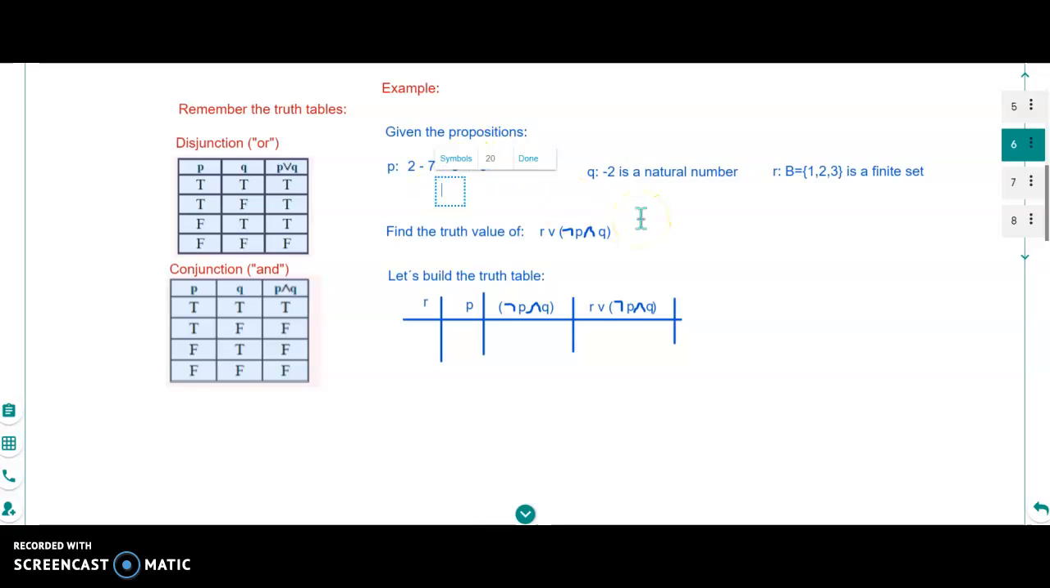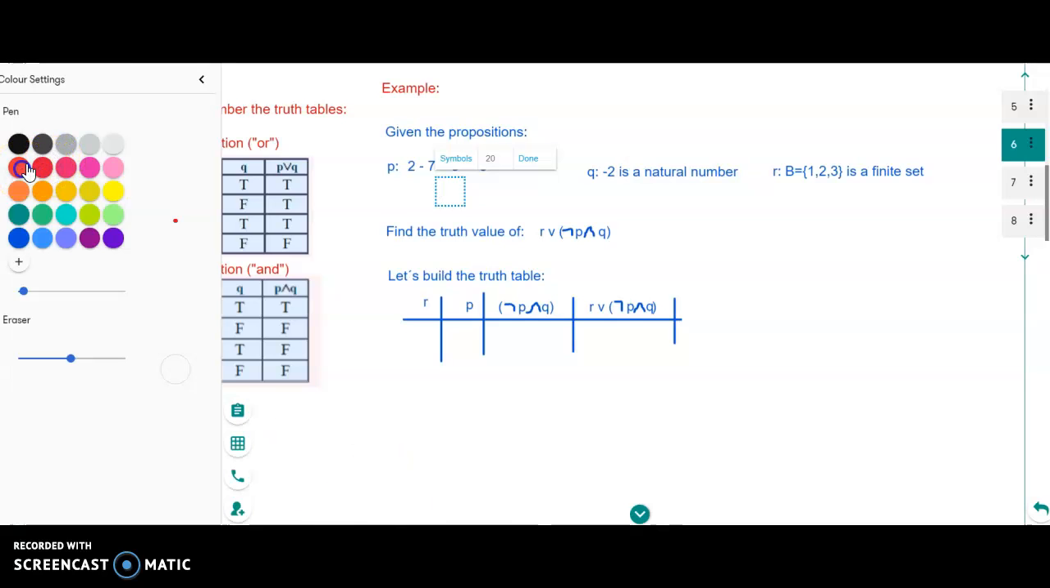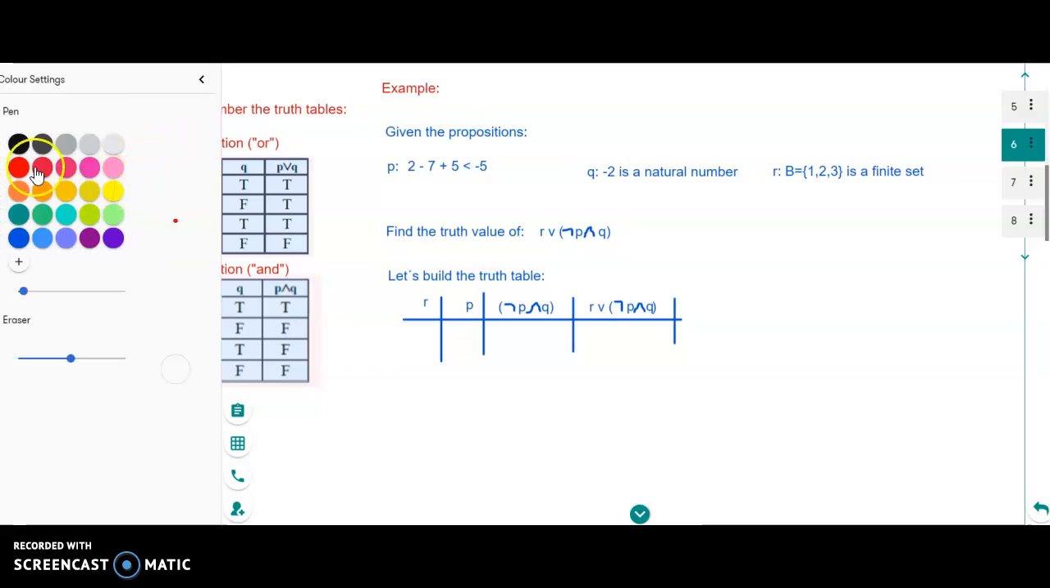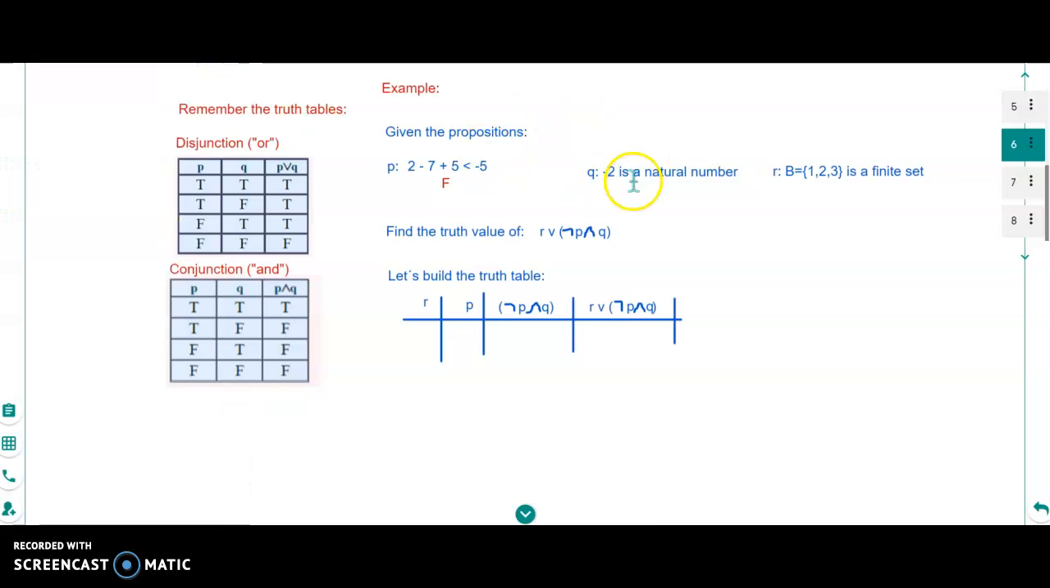All right, let's write it in red, so you can see it much better. This is false. Now let's start solving the proposition Q.